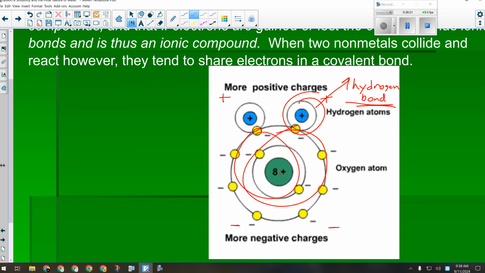Okay, so we call this a polar covalent bond. Covalent bonds are shared electrons. Polar covalent bonds are not well shared electrons. They're still shared, but one person gets to share them more often than the other. And that's what water does. Water's not the only polar molecule. There are other polar molecules, but water is the one that obviously we see the most. And it's this polar nature that makes water do weird things.